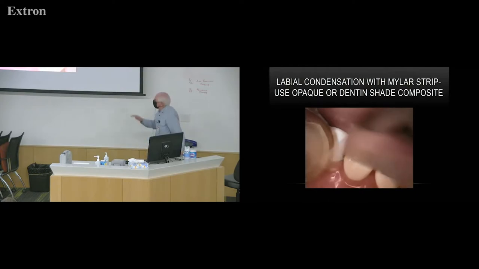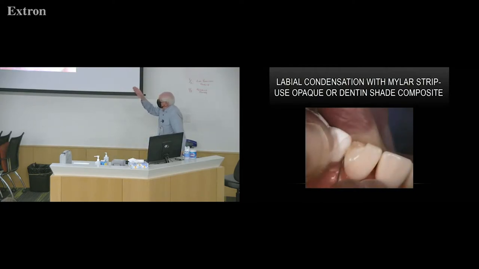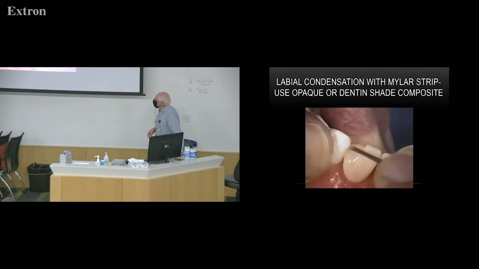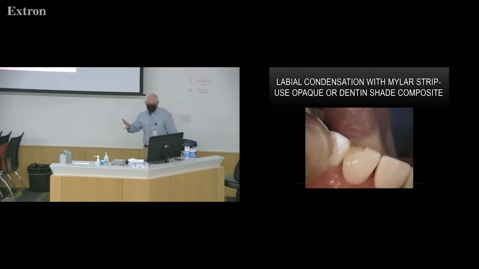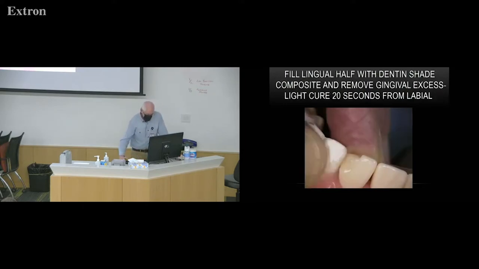Notice that as I'm packing that in, I'm also removing the little overhang on the gingival, because it's easier to take it off when it's soft than it is after it's hard, after you polymerize it. So we're just trying to restore the lingual half of that defect. We're filling the lingual half. We're making sure there are no overhangs. We're kind of patting it down. Now, I'm not bringing it all the way up the incisal edge, and you'll see why in just a minute. So this is the first increment.